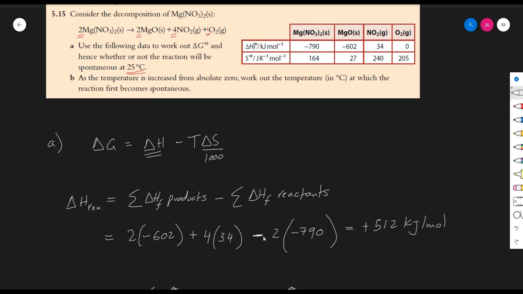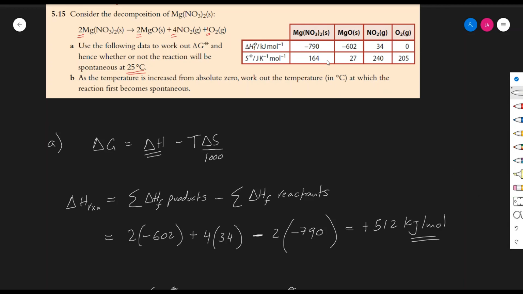Then I subtracted the enthalpy change of formation of the reactants, which is magnesium nitrate, given as negative 790, multiplied by its molar ratio to produce a positive enthalpy change of reaction, the units of which are in kilojoules per mole, as stated over here.